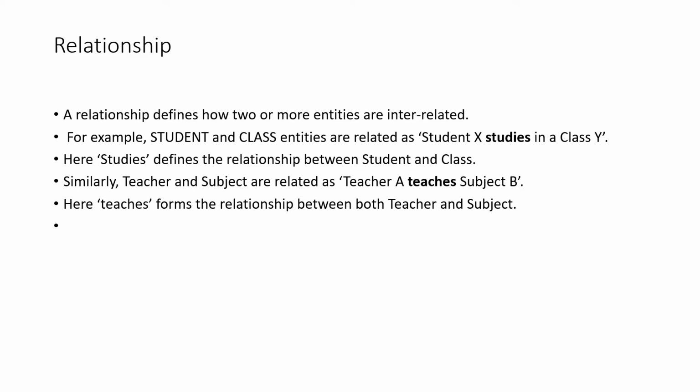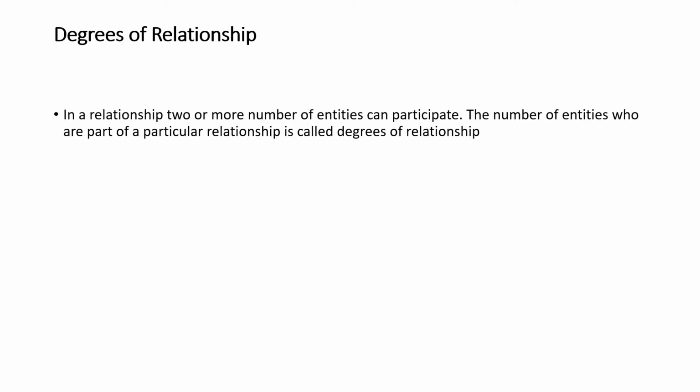For example, students and class entities are related as student X studies in class Y. So this is the relation between students and class. Here, studies defines the relationship between students and class. Similarly, teacher and subject are related as teacher A teaches subject B. So, A and B are related by the relationship teaches. Here, teaches forms the relationship between both teacher and subject.